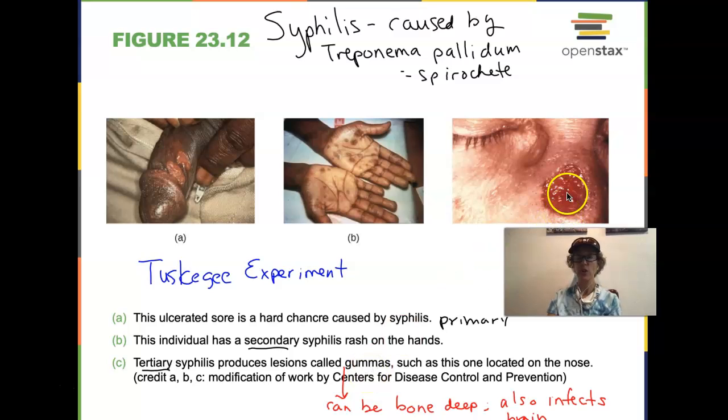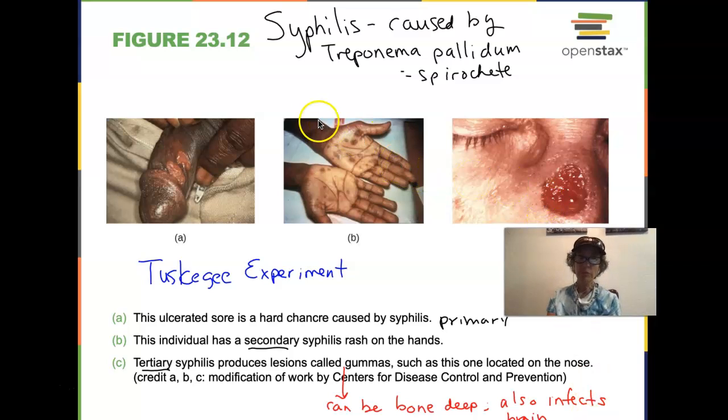This one's on the person's nose. They can show up anywhere on the body, and they can be bone deep, causing lesions through the epidermis, the dermis, the subtissue, all the way down to bone. And it can also affect the nervous system, can infect the brain and cause neurological effects, including insanity.